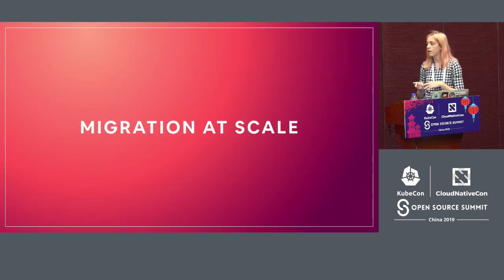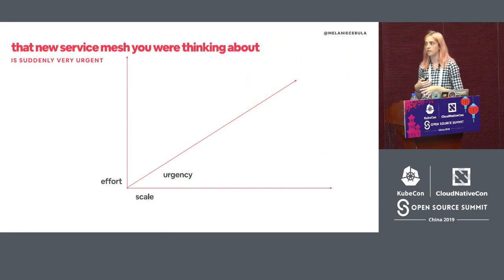Cool. So that's some basic migration strategies. One other thing I wanted to talk about is what makes migrating at scale especially difficult. Even if I know to do all these things, why do we still have some trouble? I want to come back to this graph.